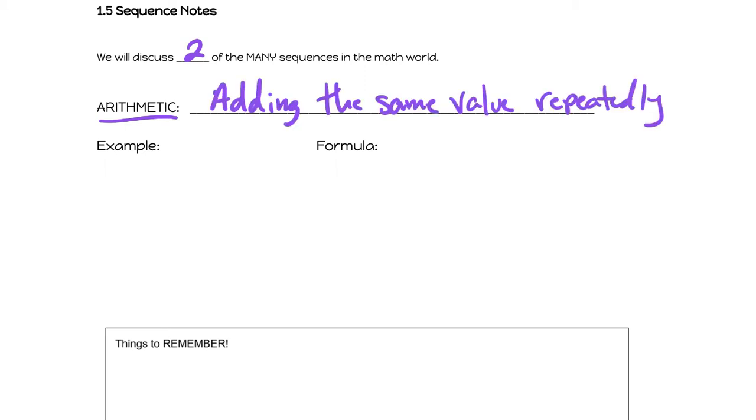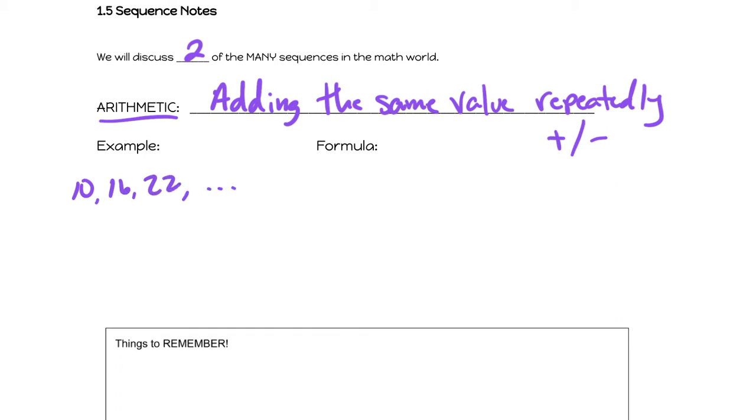An arithmetic sequence is when you add the same value repeatedly. Now, adding, remember, could be a positive or a negative. So I'm going to put that here so we remember that. So just because it's going down, you're still adding a negative number. So let me give you an example. The first example we'll look at will be a simple one: 10, 16, 22, etc.